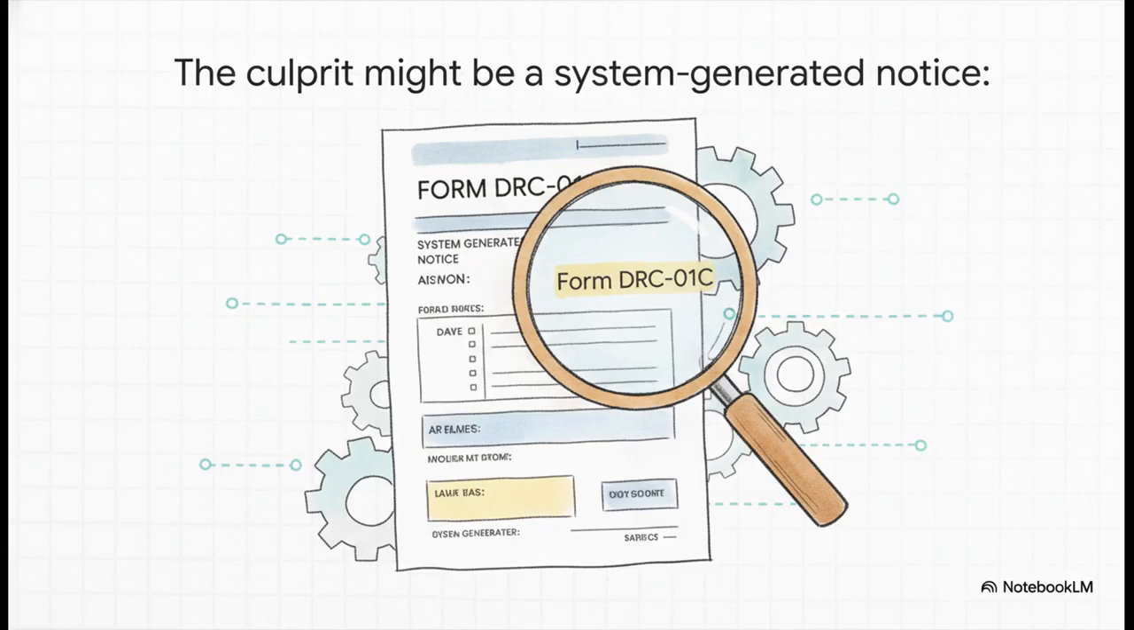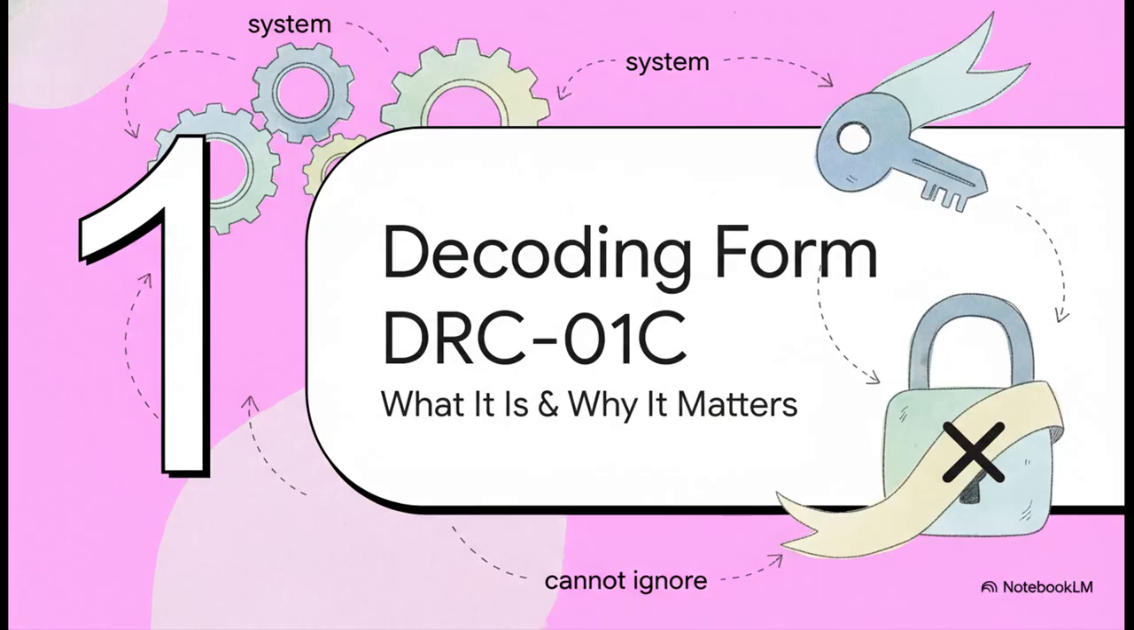Think of it as a new automated flag from the GST system. Its whole job is to say, hey, hold on a second, your numbers don't quite add up, and we need to talk about it. So let's decode this thing. We're going to break down exactly what this form is, why the system sends it out, and why you absolutely positively cannot afford to ignore it.